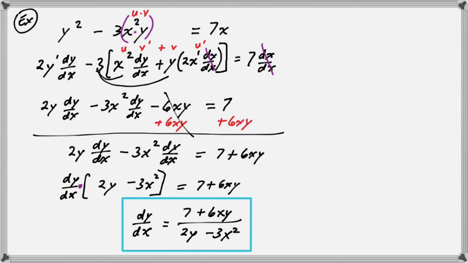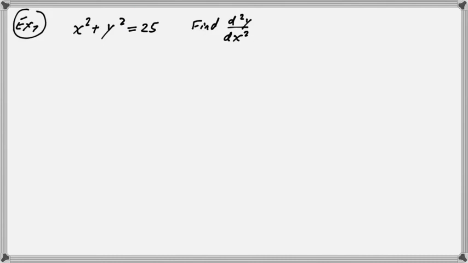Now that was an example I just made up because it had a product in there. I wanted to do one that had a product. This next one, example 7 here, wants us to find the second derivative. I hope everybody watches because there's one key step at the end.